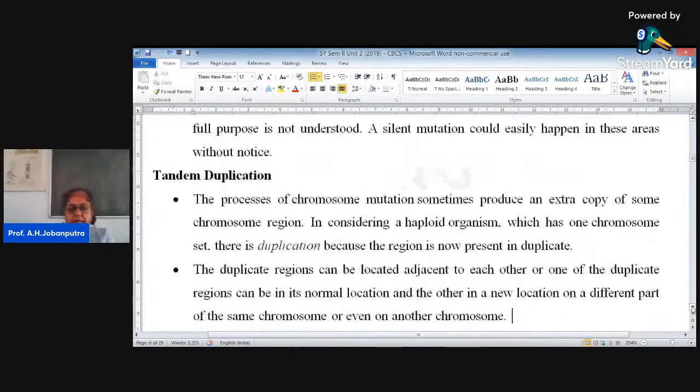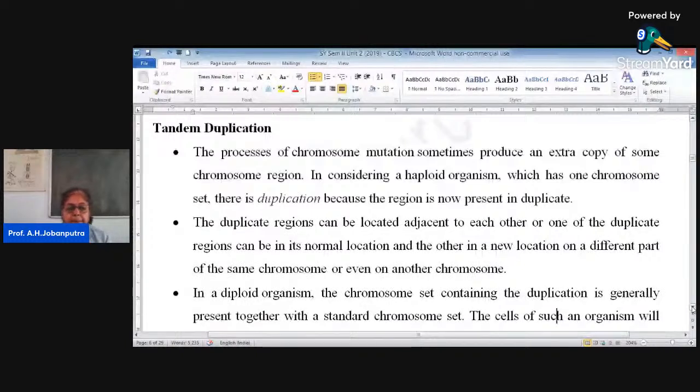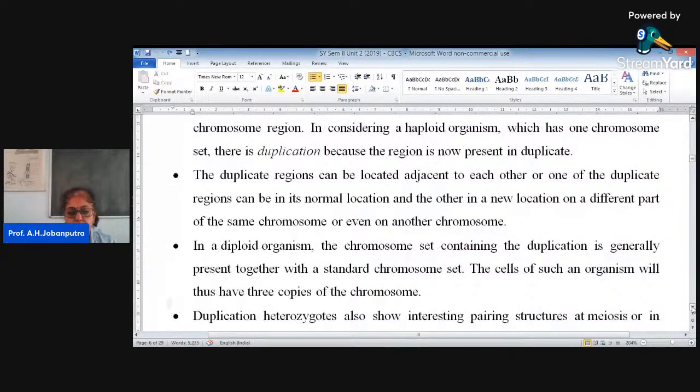Next one is tandem duplication. Sometimes mutation produces an extra copy of chromosome. So normally we know that in haploid cases only one set of chromosome is there. So if there is duplication of chromosome, even after meiosis or reduction division, you can see that the duplicate region of chromosome will be present next to it. It may be present at the normal location or some other location also. आणि अशा केसेसला आपण टँडम डुप्लिकेशन ऑफ क्रोमोझोम्स असं म्हणत असतो.